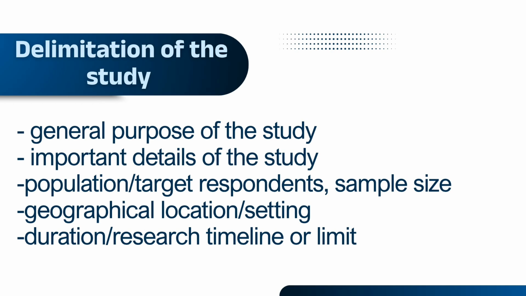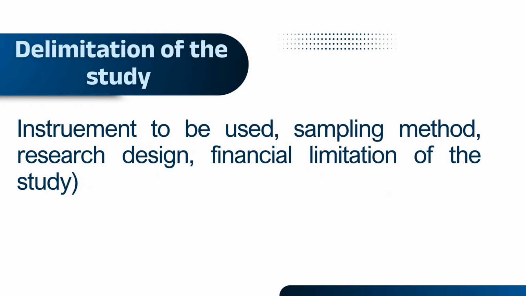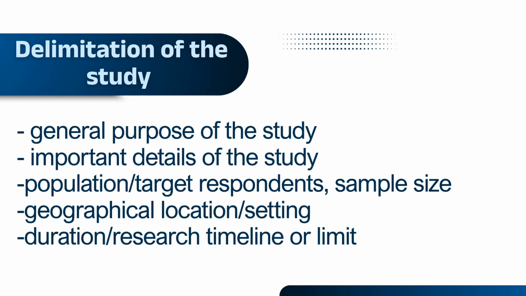So there are some researchers nga ilang gi-include sa ilang scope and delimitation ang instrument nga ilang gigamit nila or gamiton pa lang nila. Kaning sampling method, research design, tapos ang financial limitation sa ilang study kay ilang gina-include. However, katong akong gipang mention ganina which are mga general purpose, important details of the study, population, and etc. Okay na to sila gyud tong dapat ibutang sa scope and delimitation.